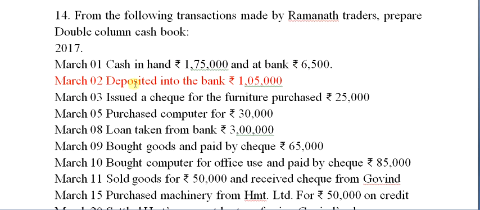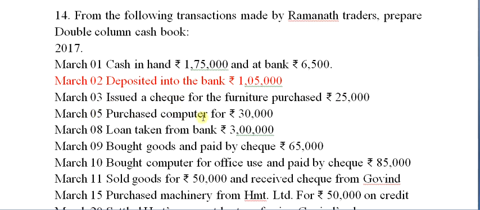March 2nd, deposited into bank rupees 1,05,000. Deposited into bank means what happens? Our cash balance reduces, and simultaneously our bank balance increases. March 3rd, issued a check for furniture purchase, rupees 25,000. When we are issuing a check for the purchase of furniture, what happens? Automatically our bank balance reduces, so it should be recorded under the credit side.